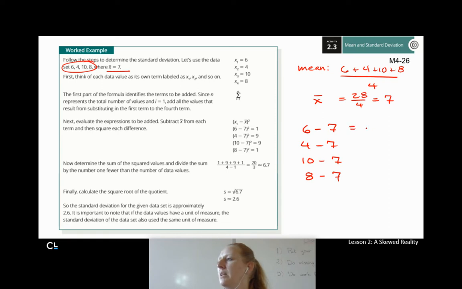And of course, 6 minus 7 is -1. 4 minus 7 is -3. Don't forget about negatives. 10 minus 7 is 3. And 8 minus 7 is 1.